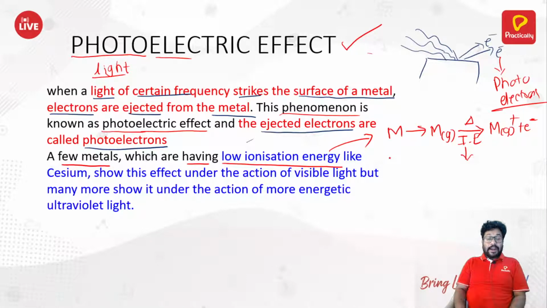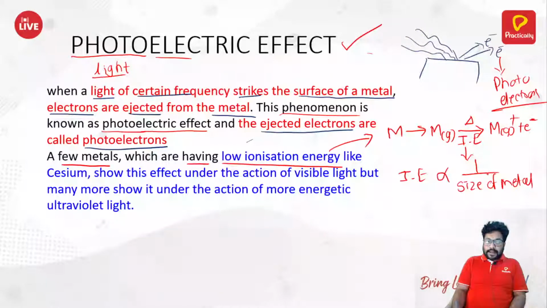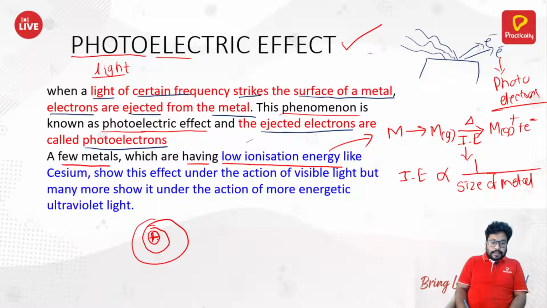The energy required to remove the last shell electron, that means the valence shell electron. You already know what valence shell means. It depends on the size of your metal. Why? Because this is your metal, this is the nucleus, and this is its valence shell. See, this distance is quite less.